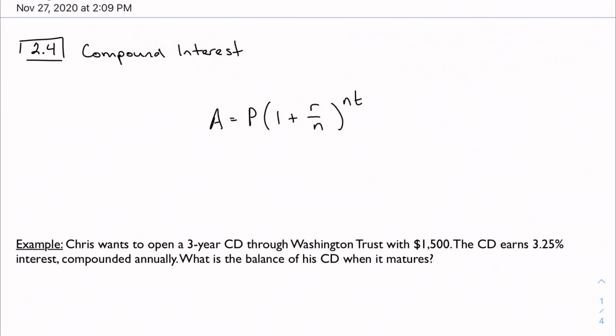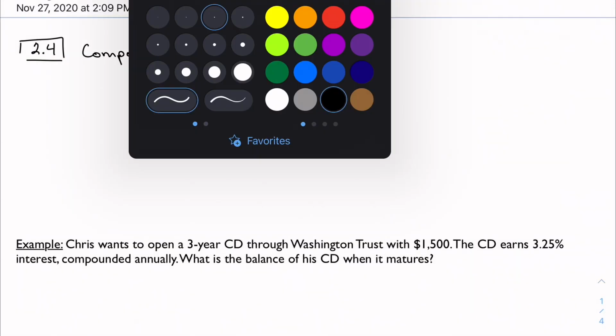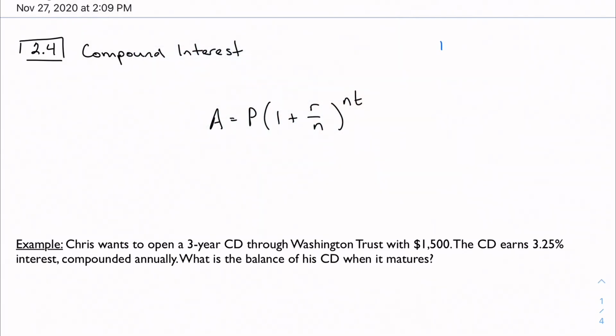So in 2.4, we're talking about compound interest. We've already talked about simple interest, and that was where we're just earning a fixed percent of interest on whatever we initially put into the account. Well, with compound interest, we're earning interest on our interest.